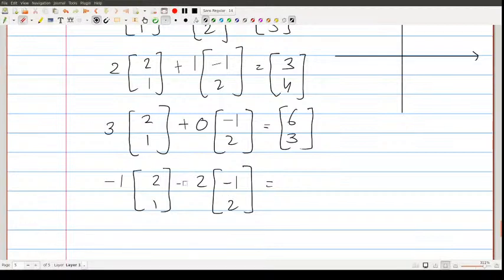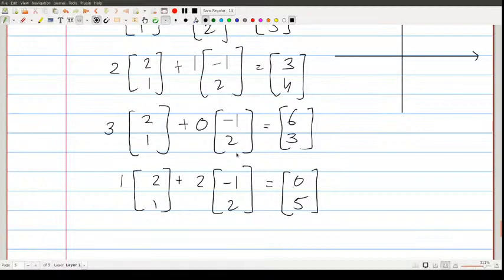Let's take plus 2 of this. Or let's just ignore the minus here and put a plus. Okay, so 2 minus 2 gives me 0, and 1 plus 4 gives me 5. Okay, and so these are the possible vectors.